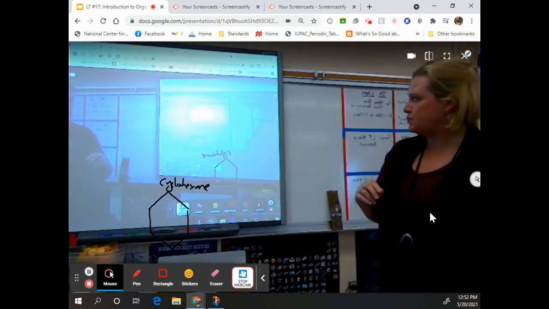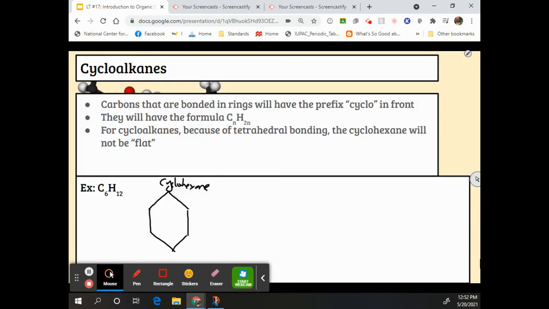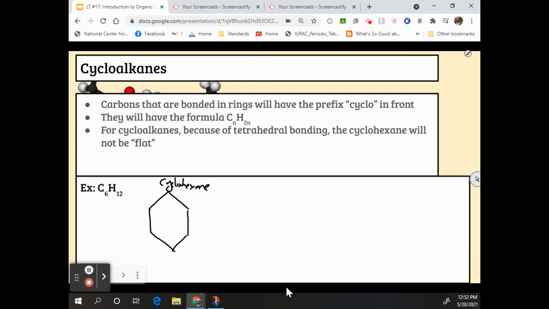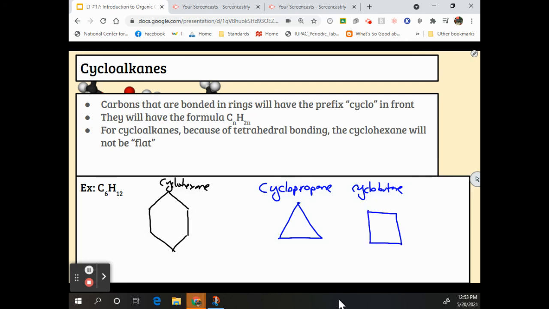So that's my brief introduction to a cyclohexane. If I was to do something smaller, this is kind of fun to draw. Cyclopropane is what I want. Cyclopropane, 3 carbons, is a triangle. Cyclobutane, pretty fun, it's a square. So now we can use our geometry to represent different hydrocarbons.